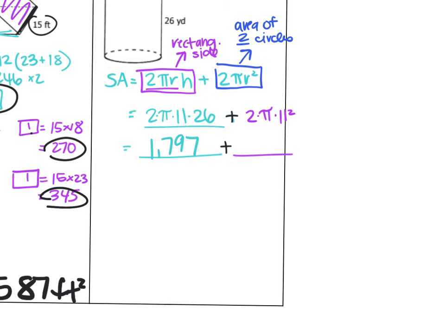And then the other part, the area of the two circles, would be 760.3. Do you get that? Yes. Okay. So if we add those, you get 2,557.3. If you do it all at once, like if you just type all of this at the same time, which is fine, then you're just going to get 0.2 instead of 0.3.